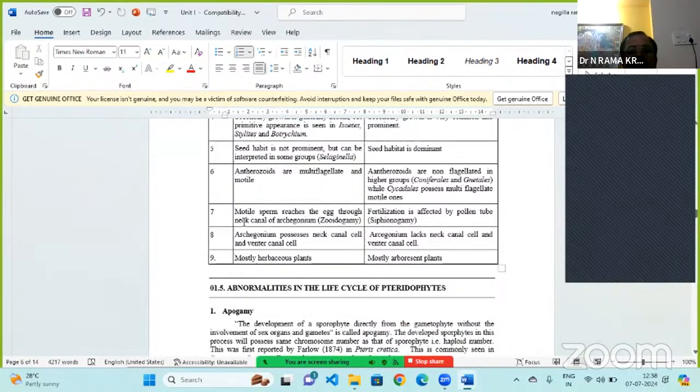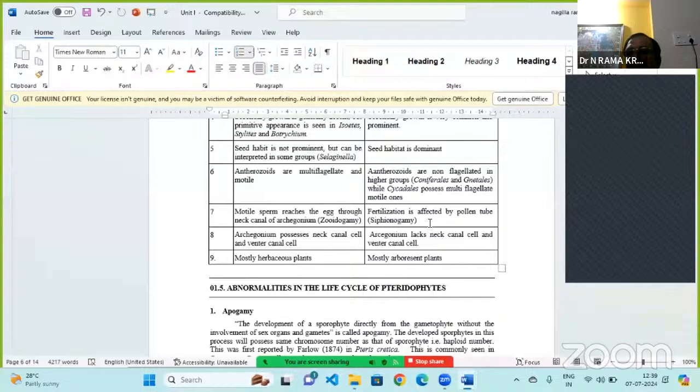Next point: the motile sperms reach the egg through the neck canal of the archegonia. We call that zoidogamy. In gymnosperms, fertilization is effected by the pollen tube, which is siphonogamy. The archegonium in pteridophytes possesses neck canal cells and venter canal cells, while in gymnosperms the archegonium lacks neck canal cells and venter canal cells. Pteridophytes are mostly herbaceous plants, which is a dissimilarity with gymnosperms.